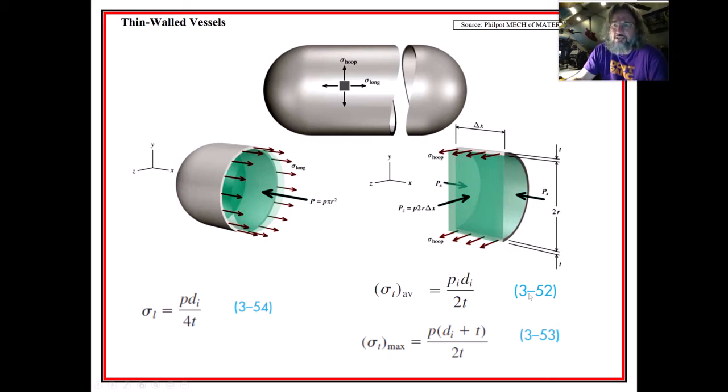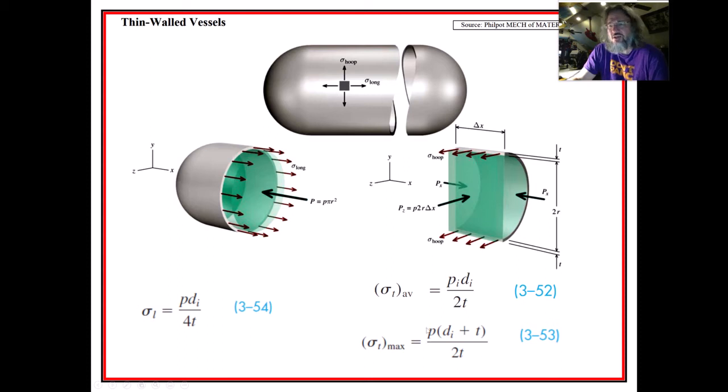Now Shigley does this right here. You see equation 3-52. You'll see that they have the inside pressure. I don't know why they decided to make it inside, they're all inside pressure, but okay. Times D_i, so that's the inside diameter, divided by 2t. Notice that this is the average hoop stress. The average hoop stress is 2 times the longitudinal stress. So once again, it's pretty much twice the amount.